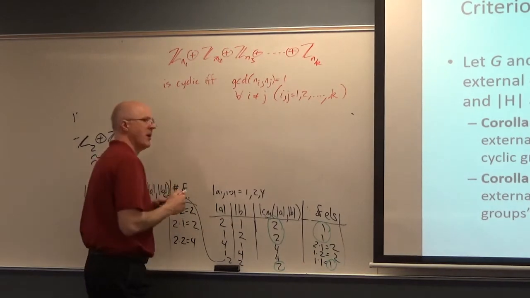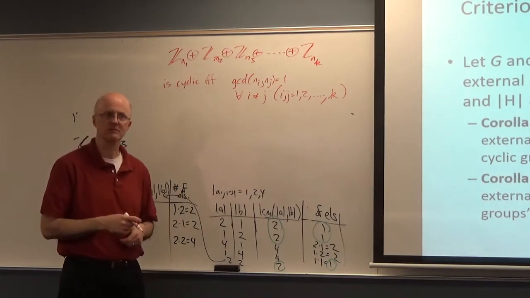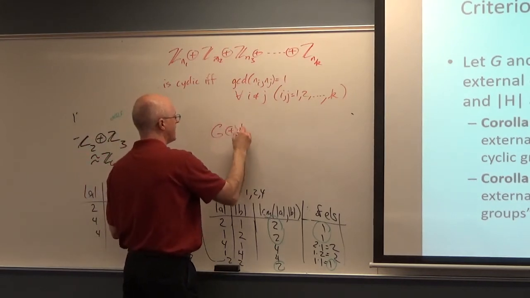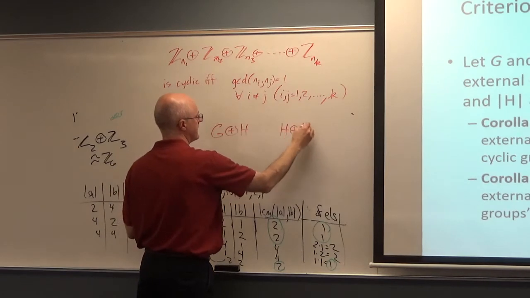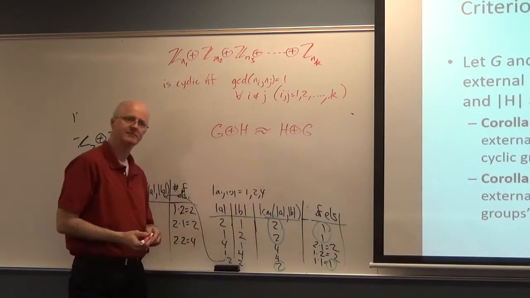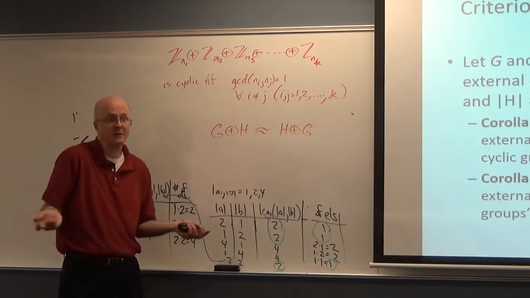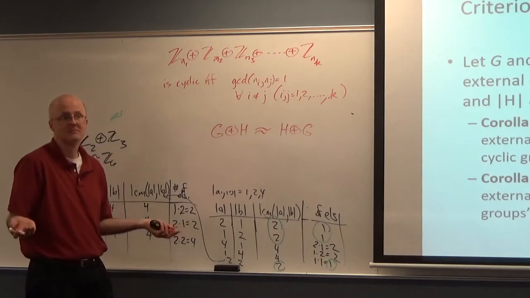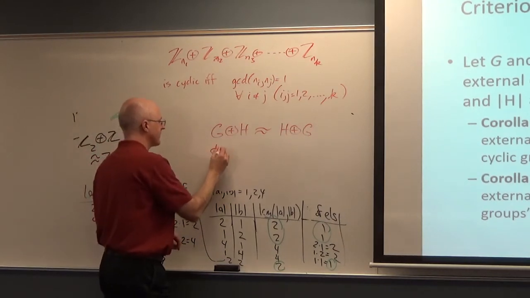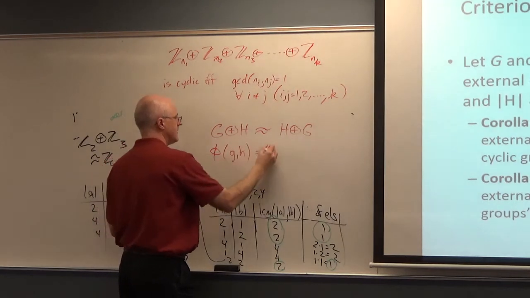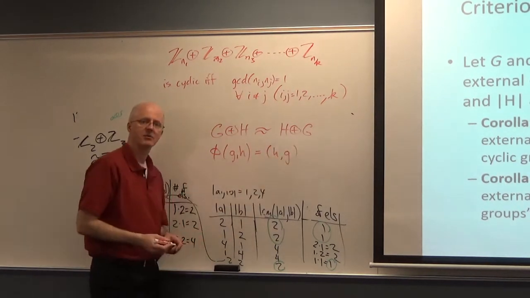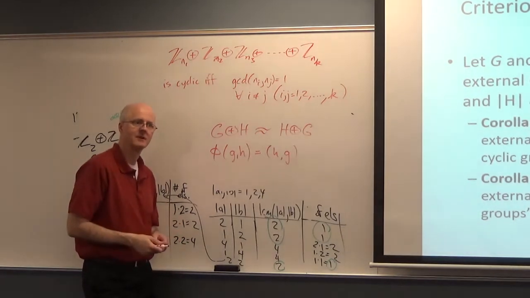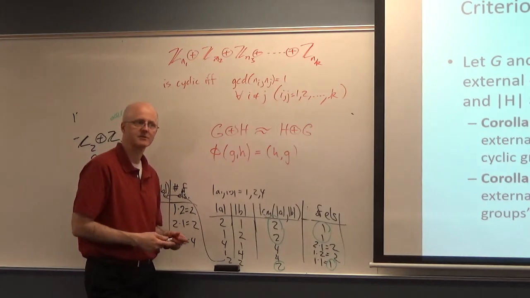That the external direct product of groups doesn't depend on the order that you put the groups in the external direct product. For example, the external direct product of G and H and the external direct product of H and G are isomorphic. Even if G and H are not abelian, G and H can be any groups. What's an isomorphism? There's the most natural isomorphism. And it is an isomorphism. Just switch around the order. And this extends to any finite number of groups in your external direct product.